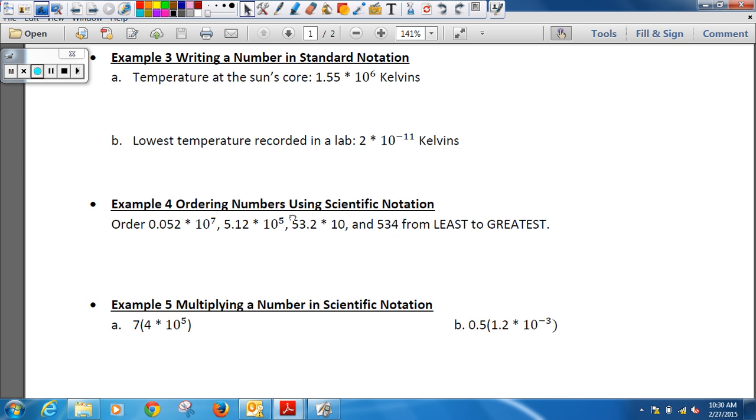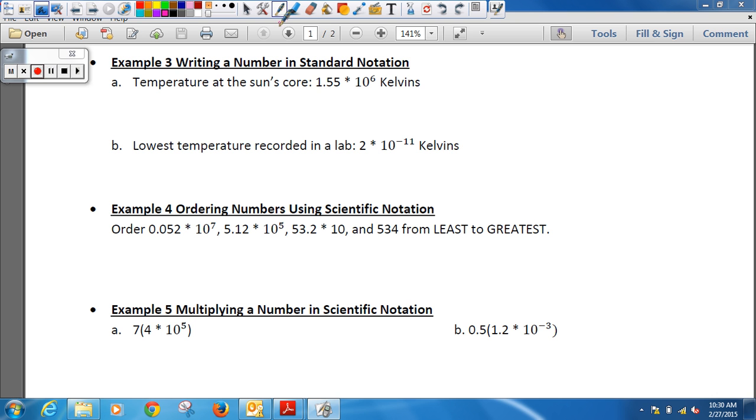Example 3 is writing a number in standard notation, so this time we're moving the other way. A positive 6 here means I need to move to the right 6, so it was 1.55, and I'm going to move it 6 places to the right. 1, 2, 3, 4, 5, 6. Any spaces that didn't have digits, I put in zeros. So I have 4 zeros. And then you need to put your commas where they belong in order to have it written correctly in standard notation. And this is talking about the temperature at the sun's core in kelvins. So then I could put K for kelvins.